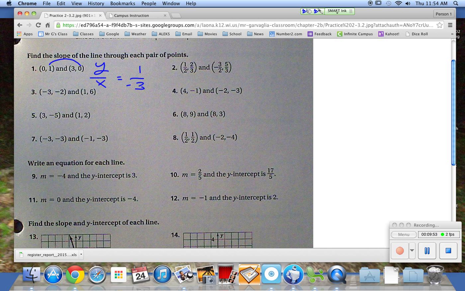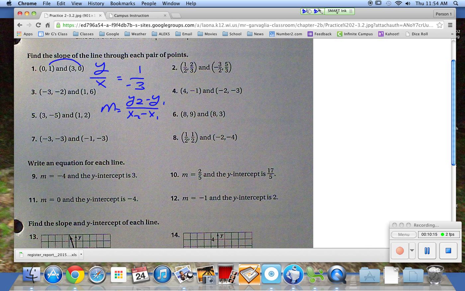And if you don't feel confident about it, then write it like this: y2 minus y1, or y1 minus y2, it doesn't matter. It just has to be consistent. If you say y2 minus y1, then you have to do x2 minus x1. If you say y1 minus y2, then it has to be x1 minus x2. It has to be consistent that way.